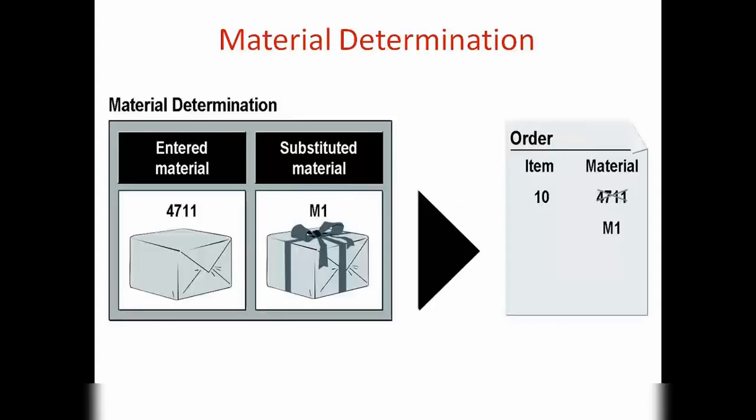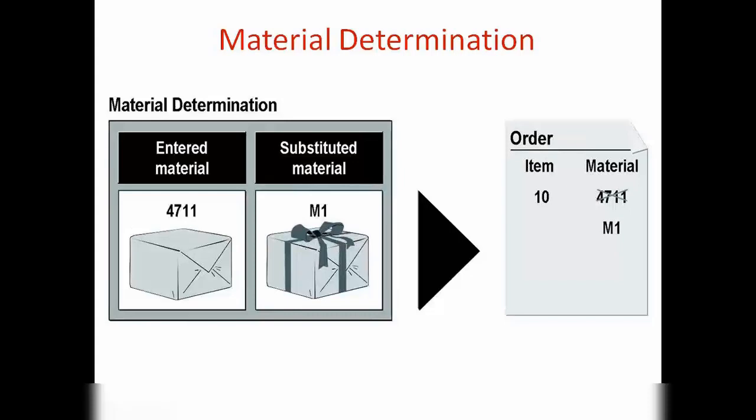For example, if I enter the material number 4711 in the sales order, the system will automatically change it to a material M1. That's coming from the material determination. For any reason, for example, this is a festival season or Christmas time, and we want to send another good version of that material to the customer for this specific period. So I can create some master data for that, and whenever someone creates a sales order with the old material, the system will automatically replace it with the new material.